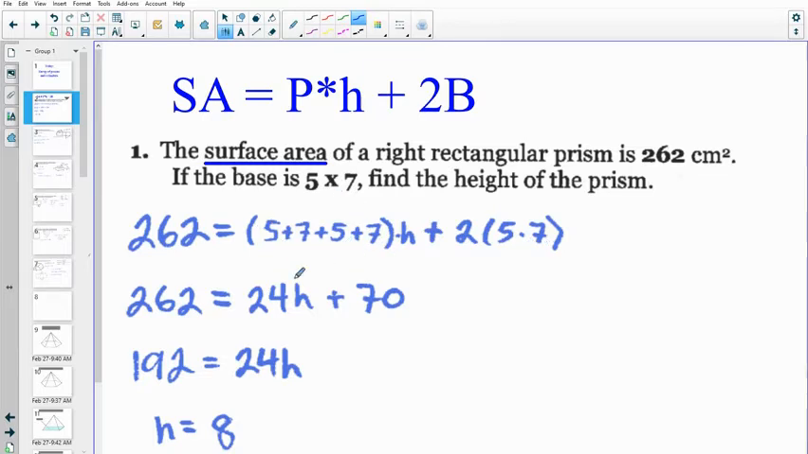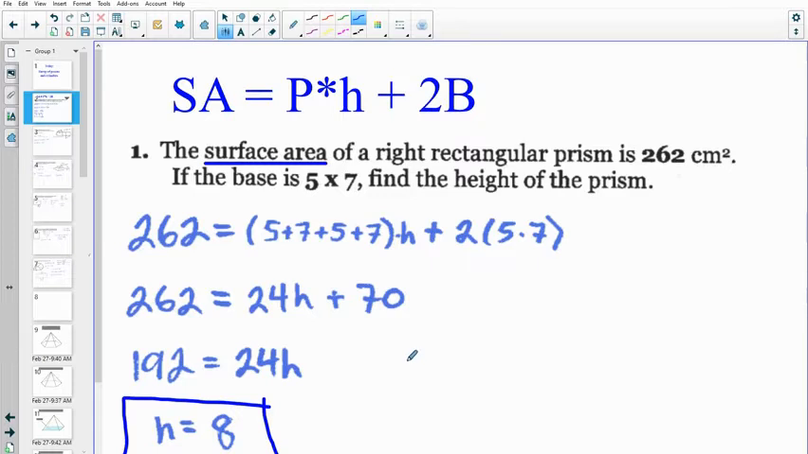5 plus 7 plus 5 plus 7 is 24. 2 times 5 times 7 is 70. And then the rest is algebra. Subtract 70 from both sides of the equation, divide both sides of the equation by 24, and get the answer to this question that the height is 8. So there we go, working backwards from the surface area to figure out what the height is.